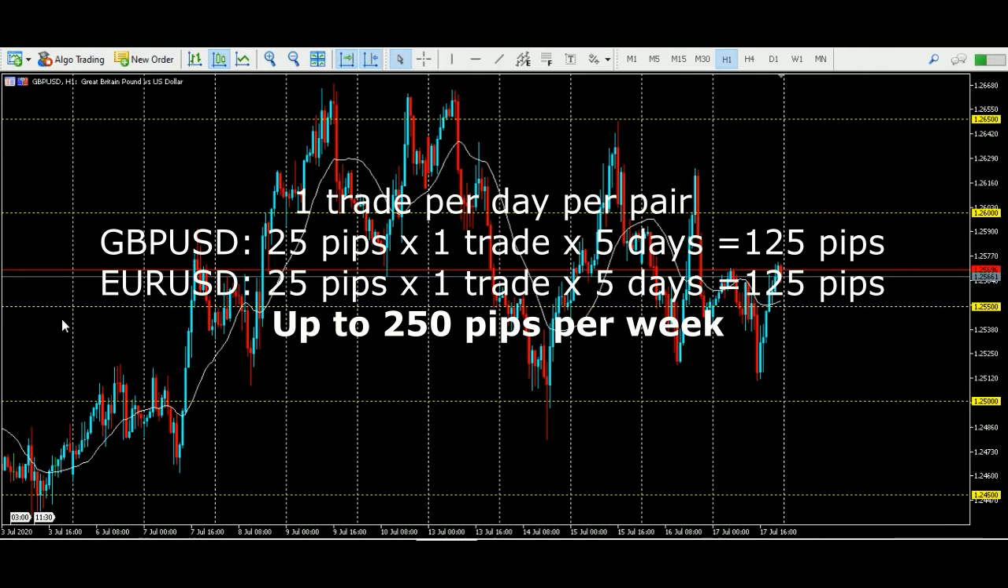This strategy works mainly on two pairs, right? That's the GBPUSD and EURUSD. You can try it on other pairs also, but I've found it to work most effectively on these two pairs. Okay, so let's just jump right into it.